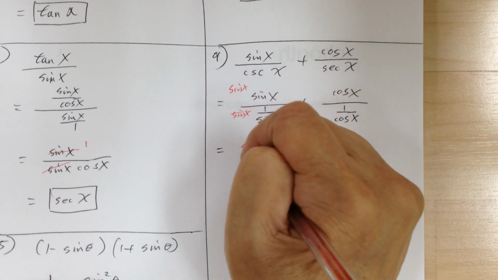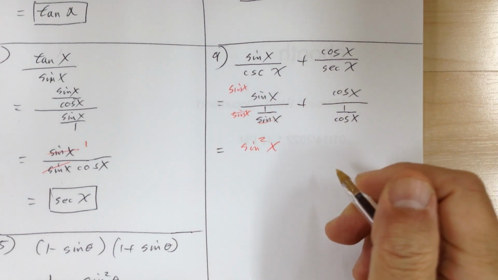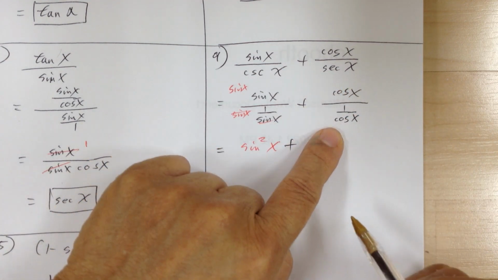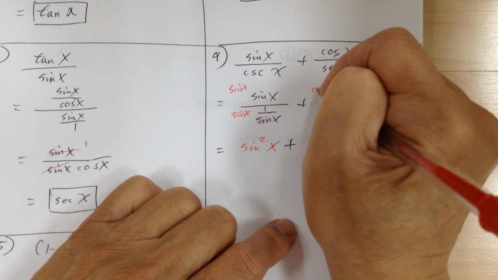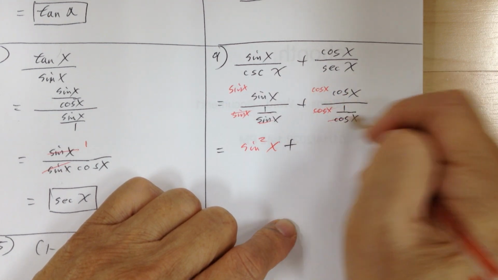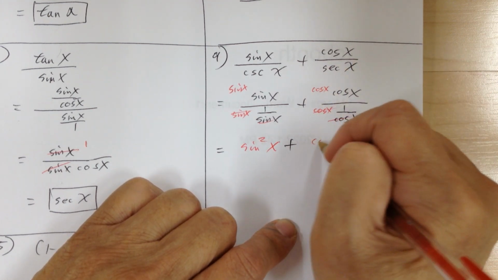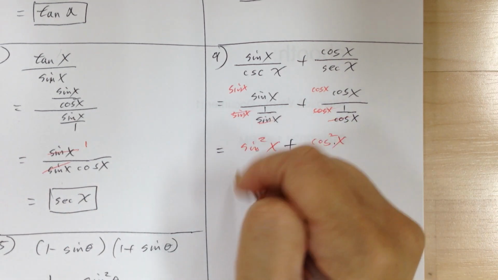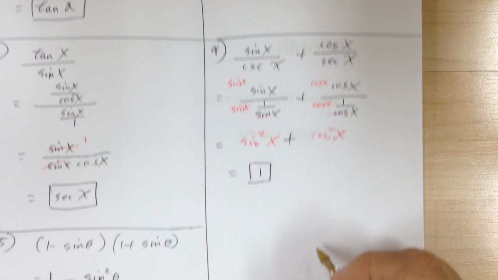So this becomes sine square x. And for this one, again, the denominator is cosine, so you want to multiply by cosine x. So this will cancel out, and this becomes cosine square x. So sine square plus cosine square, this is equal to 1.